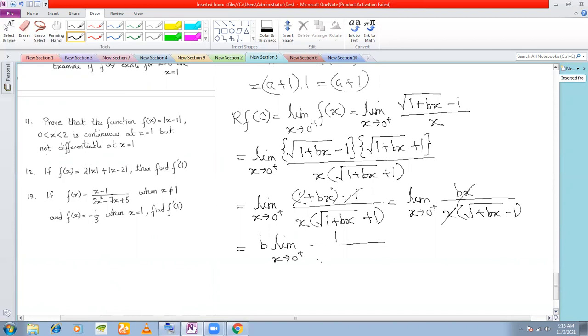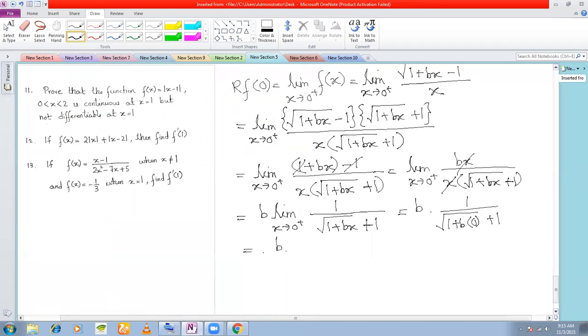1 divided by root 1 plus bx minus 1. Now if you put x is equal to 0 here, you are getting still an undefined form. Or is this? No, this is plus 1. You will not get an undefined form. I am writing minus 1, this should be plus 1. Now you can put x is equal to 0, which is equal to b into 1 by root 1 plus b into 0 plus 1. So you get here b by 1 plus 1, which is equal to b by 2. So this is the value of the right hand limit.